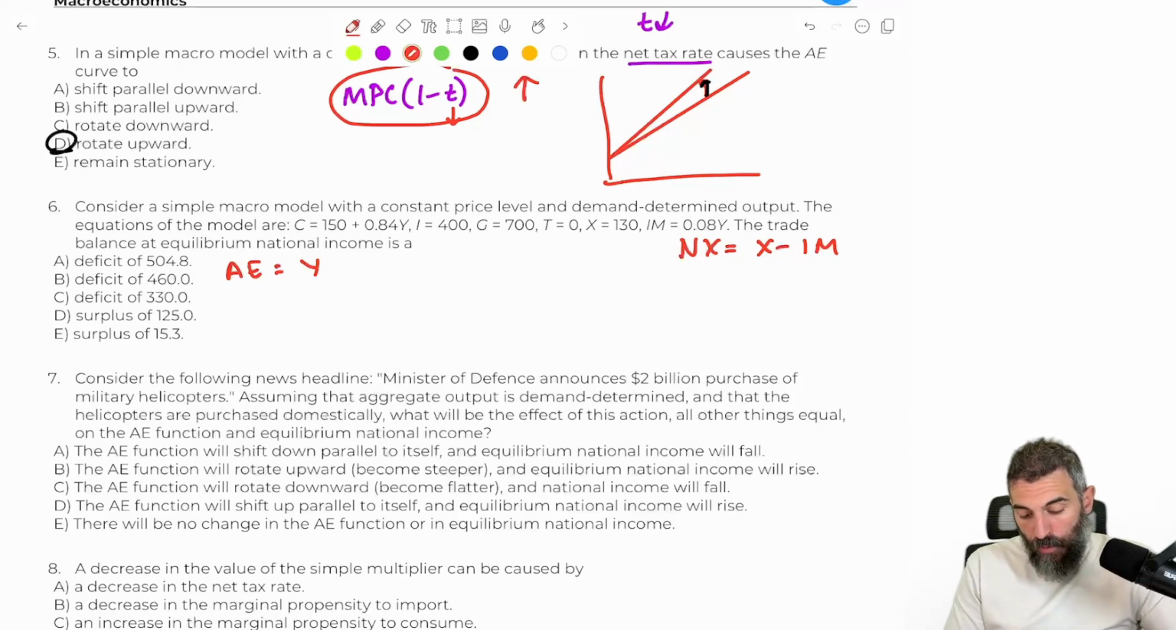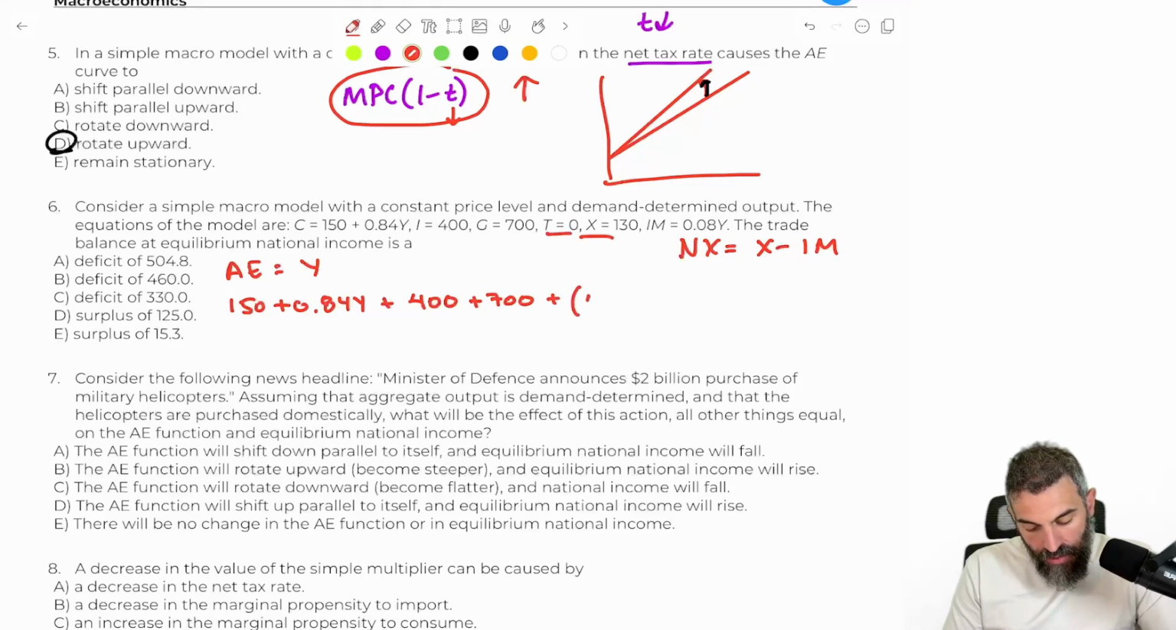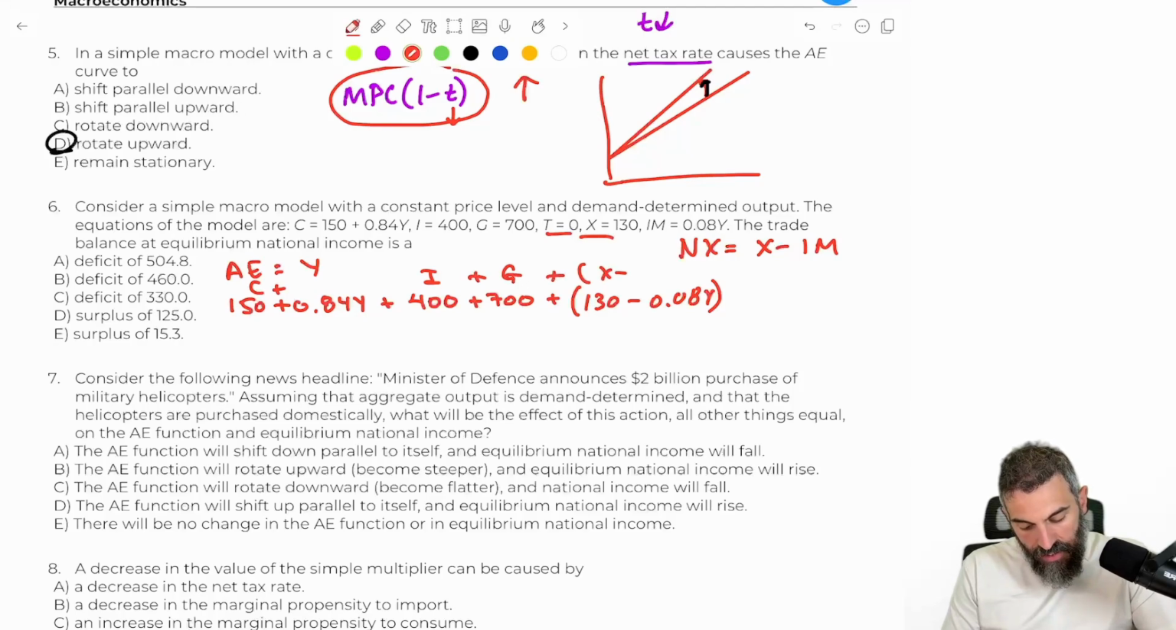So we're going to take our aggregate expenditure, which is all of them put together. So 150 plus 0.84Y, that's your C, plus your I, which is 400, plus your G, which is 700. There's no tax. Okay, interesting. And then your net exports, so plus bracket 130 minus 0.08Y. C plus I plus G plus X minus IM. And then you set that equal to Y and solve for it.